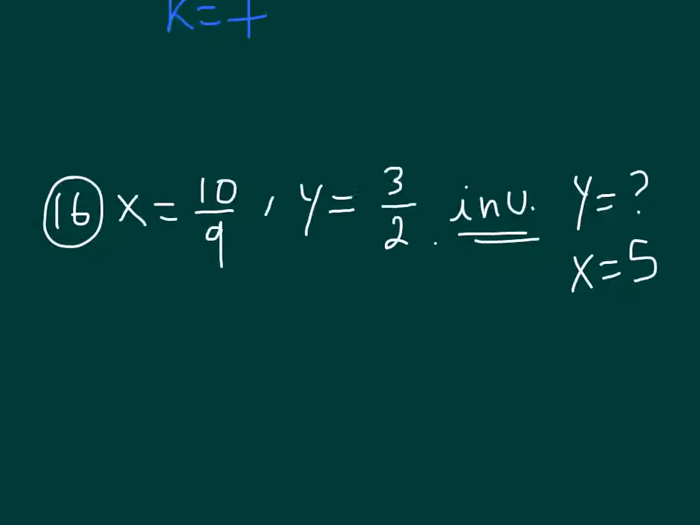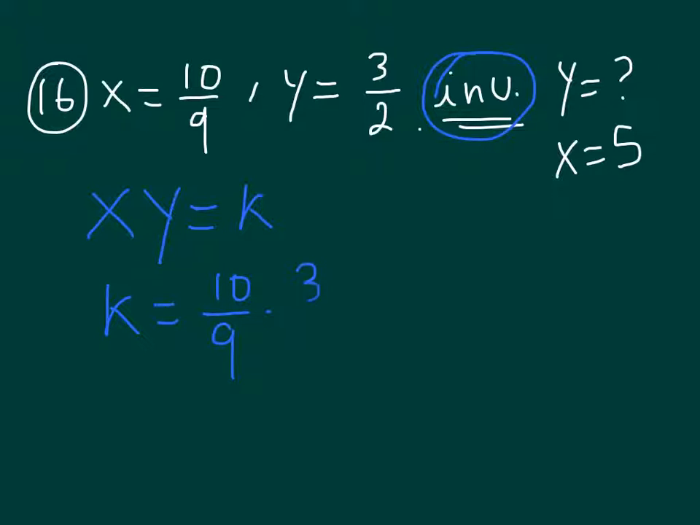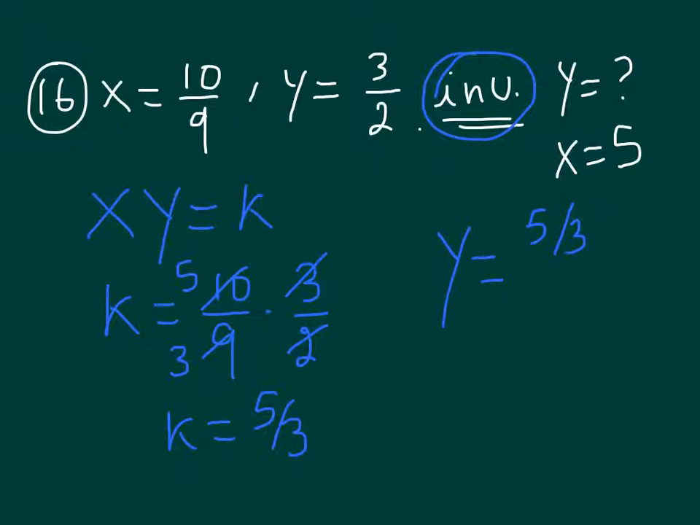Last is number 16. Number 16 again is the same problem. We have an inverse variation. That means x times y equals a constant k. So that constant is going to give us 10 over 9 times 3 over 2. You reduce here, you get a 5. You reduce here, you get a 3. So that constant is 5 over 3. To answer the question, what would be y if k is 5/3 and x is 5 over 1? Can we multiply by the reciprocal? 5 over 3 times 1 over 5. Cancel your 5, and y equals 1/3.